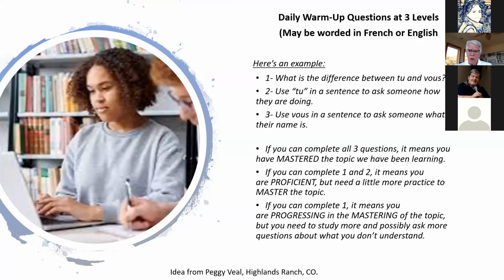And at the end of the week, not right on one day, she will say to the kids, she never says, how many did you get right? How many of you did all 3? If you can complete all 3 questions, it means you've mastered the topic we've been learning. If you can complete number 1 and number 2, it means you're proficient, but you need a little more practice to master the topic. If you can complete number 1, it means you're progressing in mastering the topic, but you need some more study and maybe to ask a few more questions about what you don't understand.